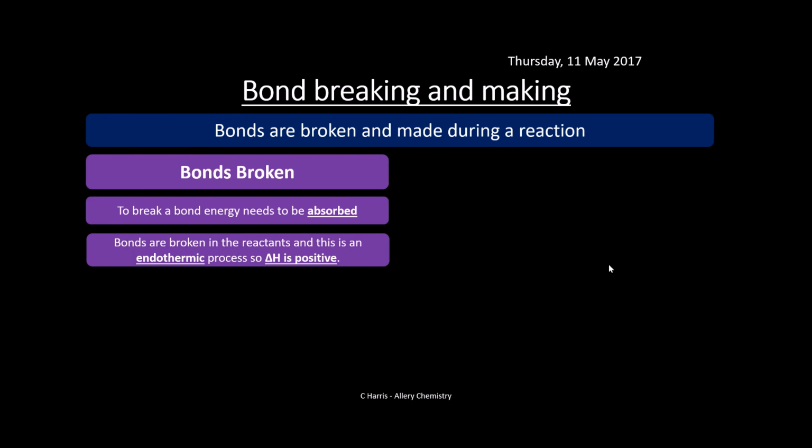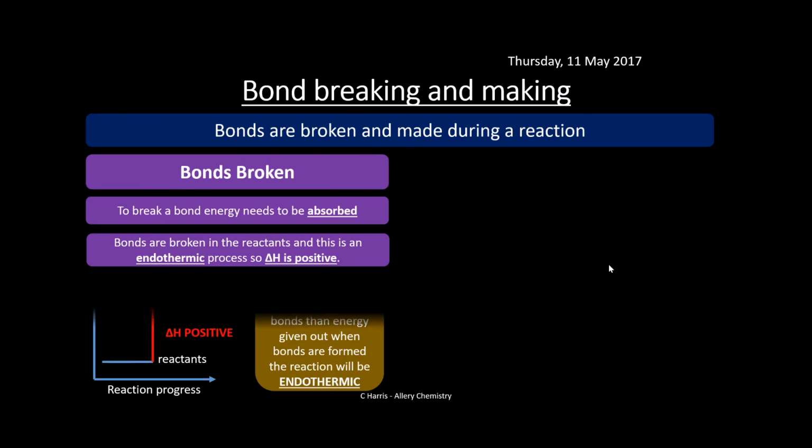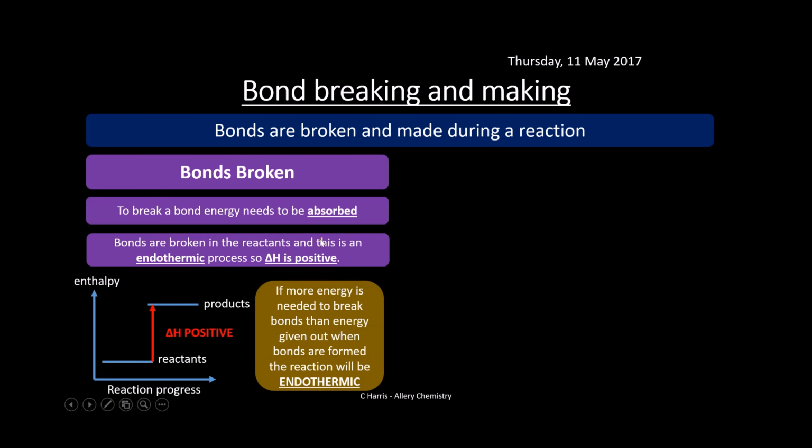And because energy is needed, this is an endothermic process. So delta H is going to be positive. Let's go back to this energy diagram again. You can see delta H is positive in endothermic reactions. If more energy is needed to break bonds than energy given out when the bonds are formed to produce your products, overall the reaction will be endothermic.